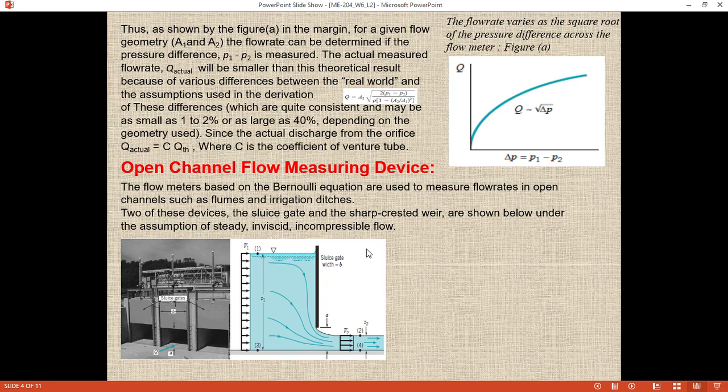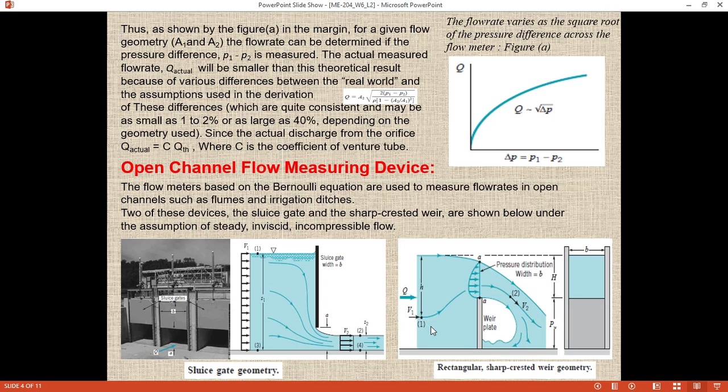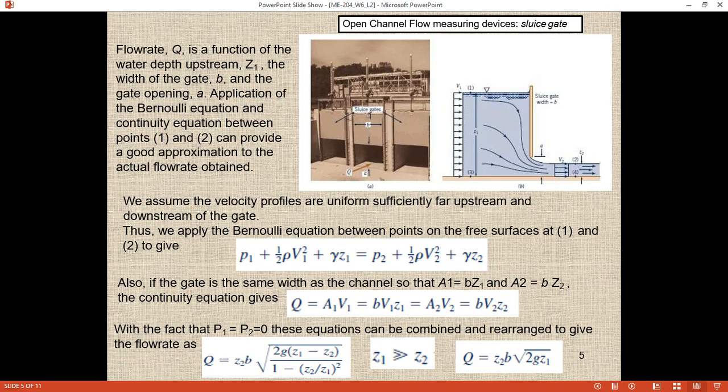Okay, and this is the construction, this is the way it flows through the gate, that is called a sluice gate. This kind of construction is called a sluice gate, and this is called the weir geometry. Normally you will perform in your practical to calculate the flow rate by using a weir in the open channel. So this is a weir and this is a sluice gate. Now let's see how we measure the flow rate by using the open channel flow meters.